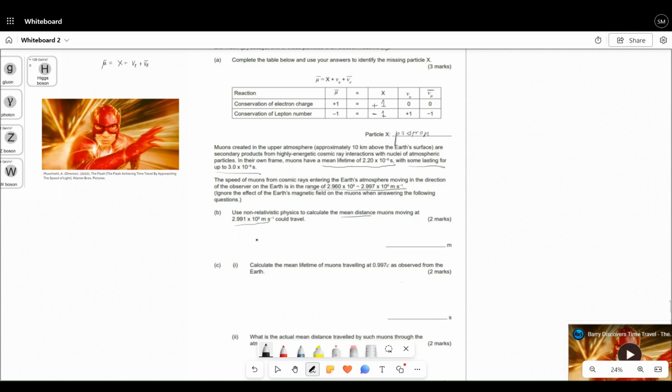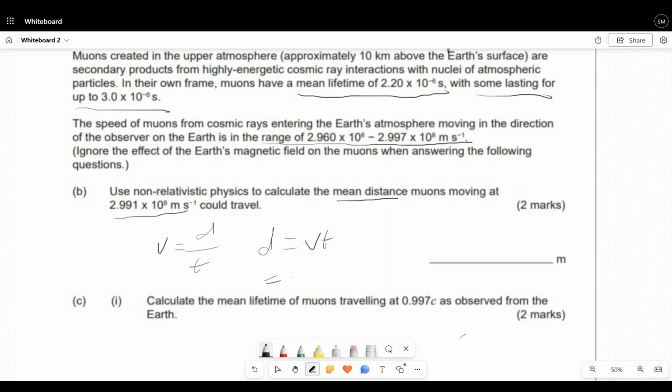So velocity equals distance over time, and distance equals velocity times time, right? Which in this case would be 2.991 times 10 to the 8 meters per second, multiplied by 2.2 times 10 to the negative 6 seconds, which is our mean lifetime, right?